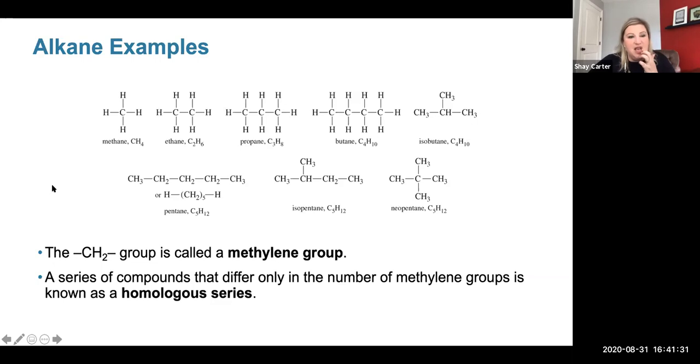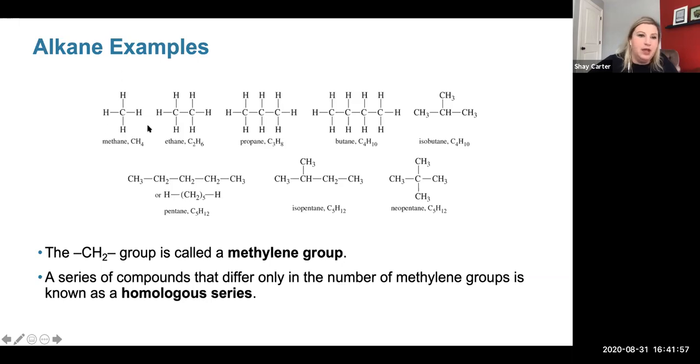Okay, the CH2 group is called a methylene group. So the way that alkanes vary, especially when we're not talking about cycloalkanes, we're just talking about regular alkanes, is how many different CH2 groups they have. So a series of compounds that only differ in the number of methylene groups, or the number of CH2 groups, are known as a homologous series.